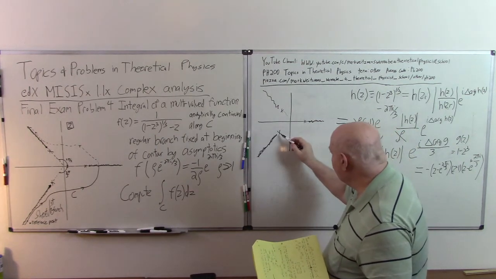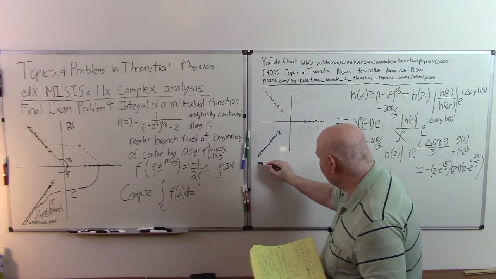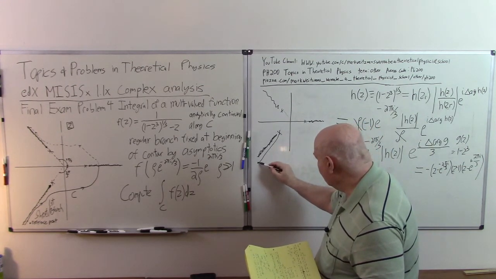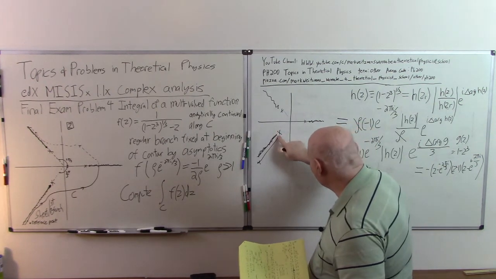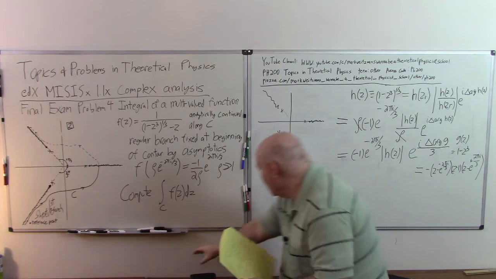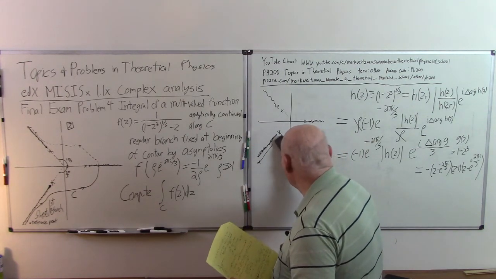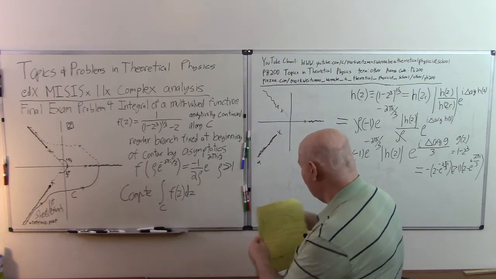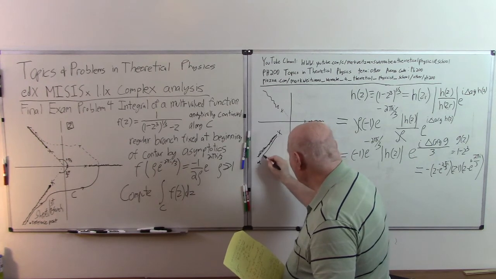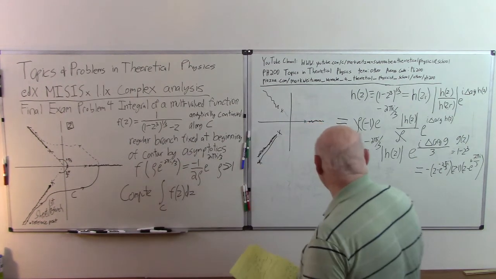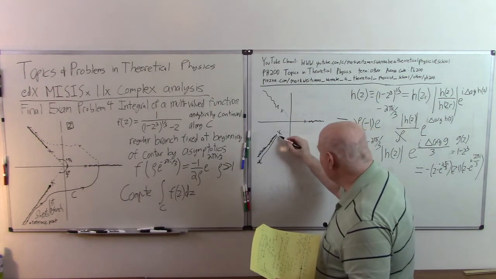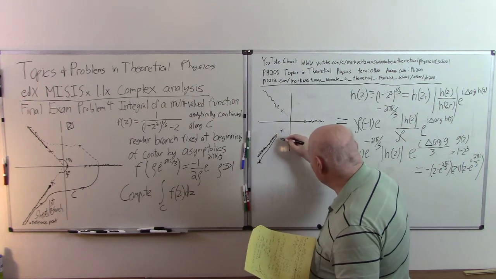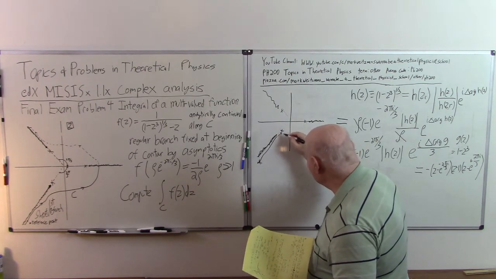So when we calculate, we're saying this is the reference point, and we draw an arrow from the pole to the reference point. I'm sorry, that's wrong. We draw an arrow from the branch point to the reference point. And then we draw an arrow, I'm going to shift this a little bit, from here to here.